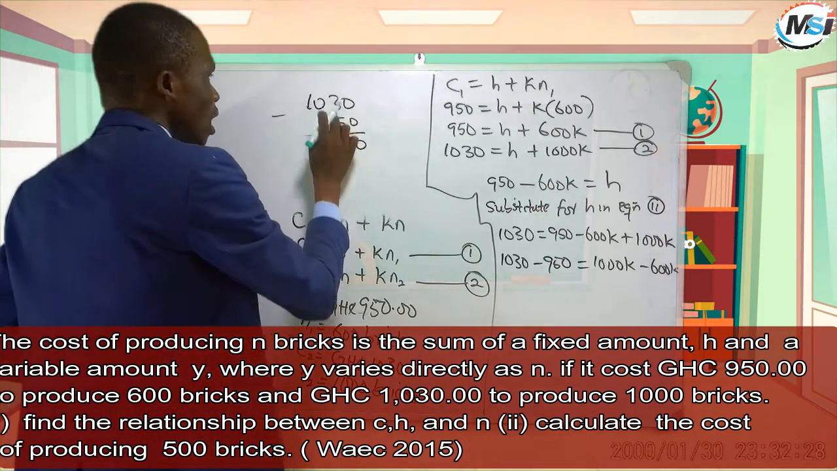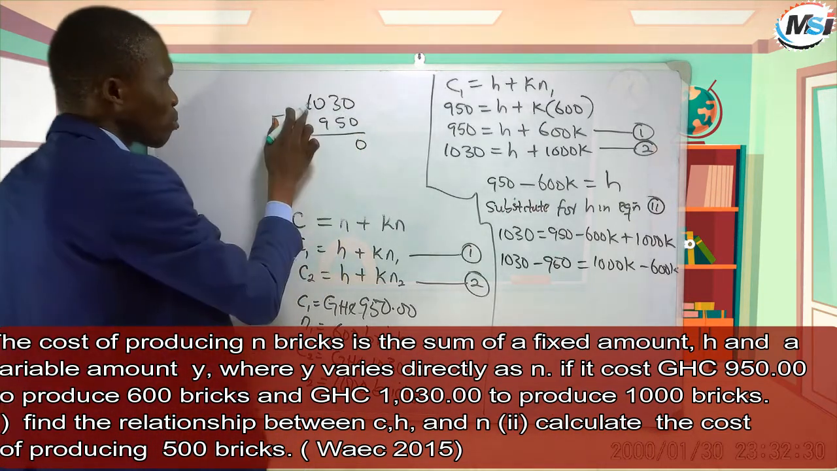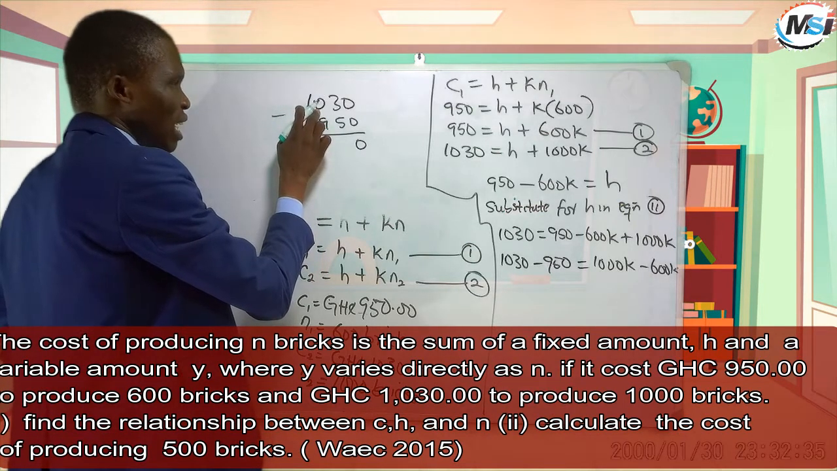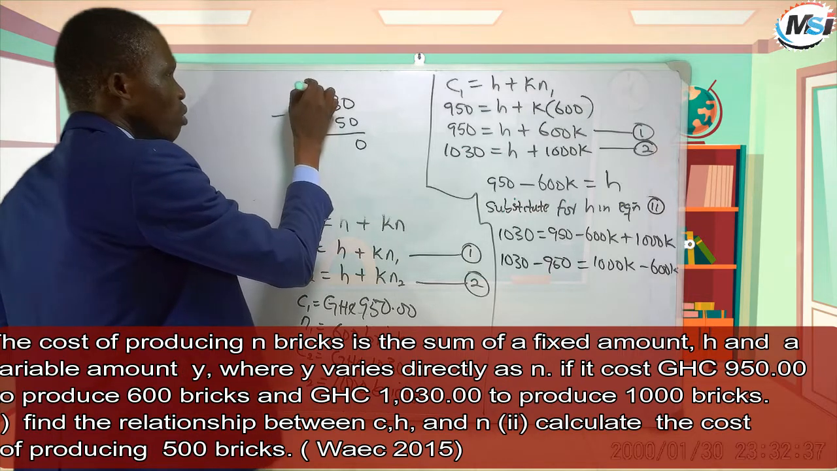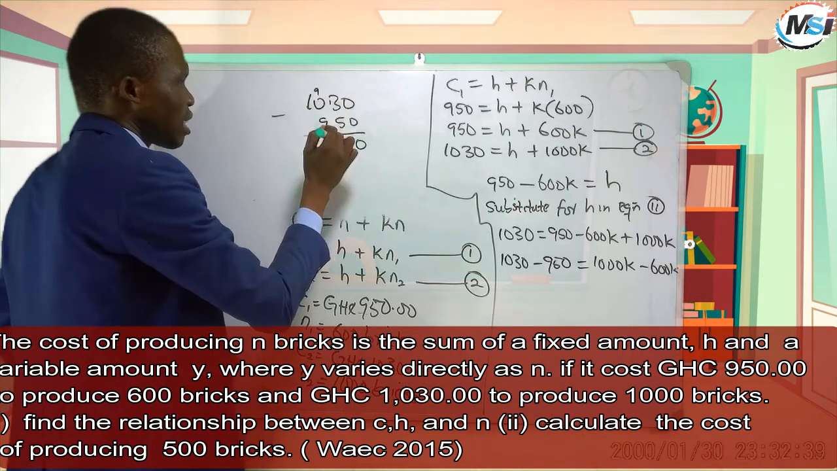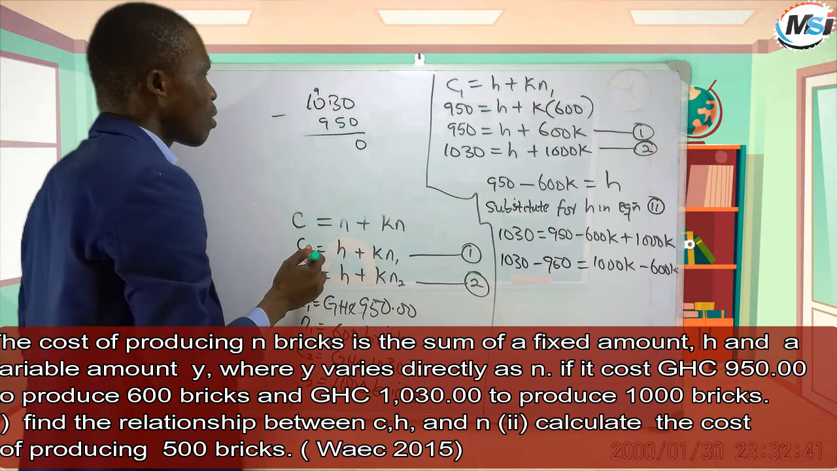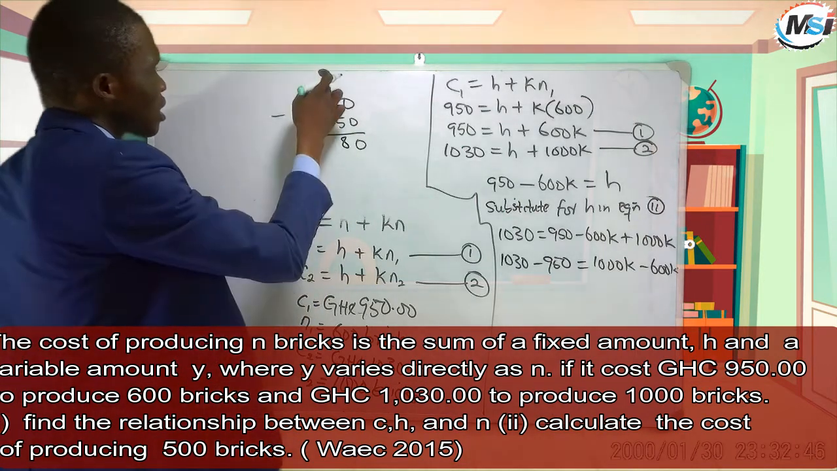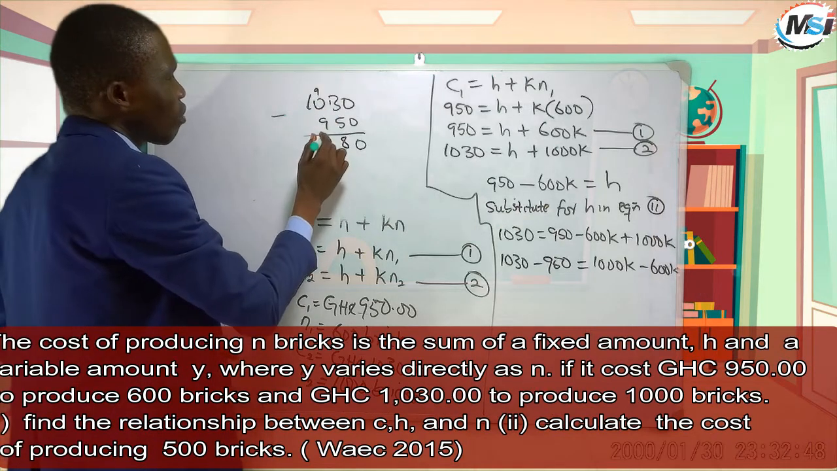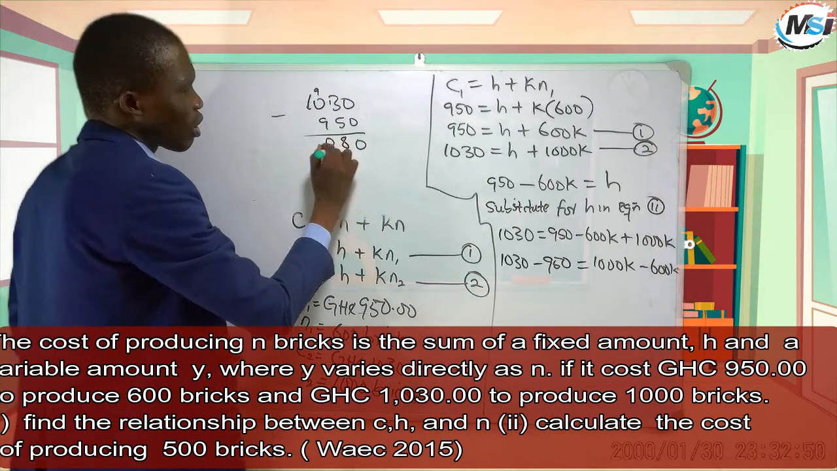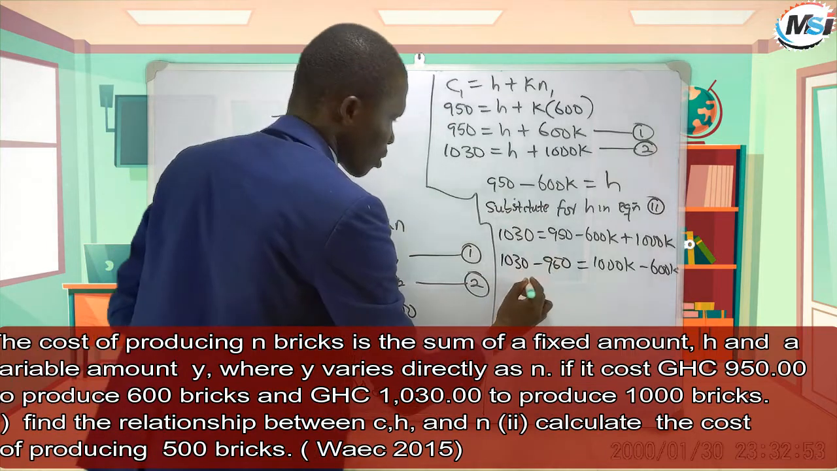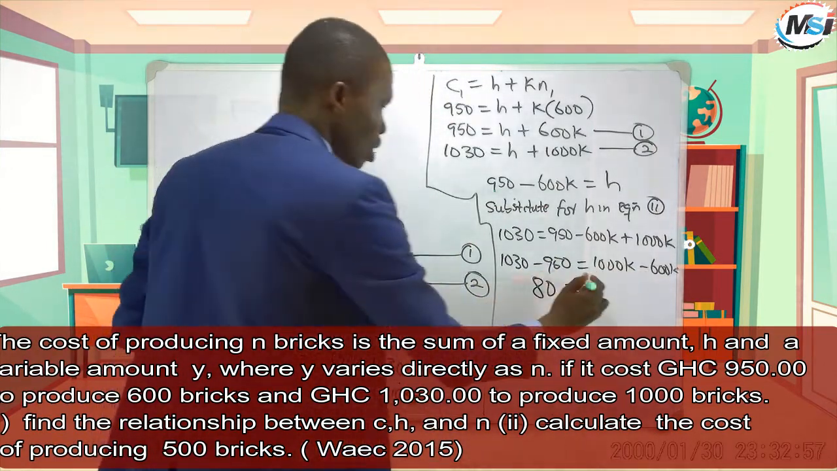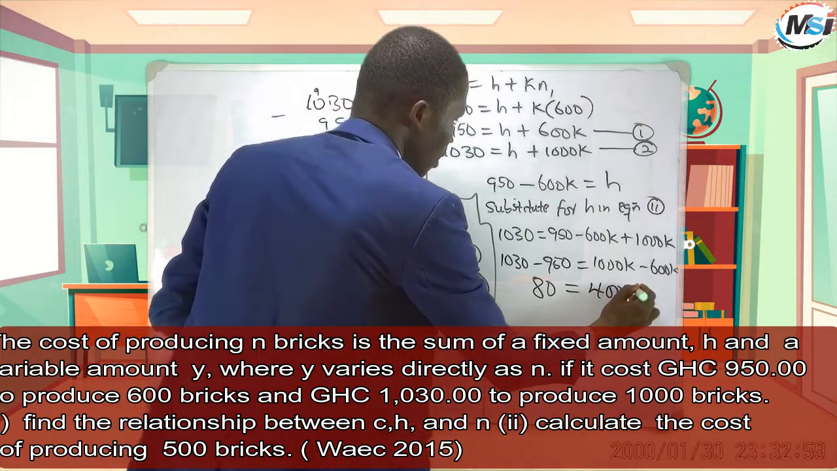0 minus 0 will give us 0. 3 minus 5 is not possible. You borrow 1 here, get it to this place, it will give you 10. Get 1 from here, this one will be 9, and this one will be 13. 13 minus 5, we are going to have 8. Now this is 9. 9 minus 9 will give us 0. So this will give us 80. We are going to have 80 equals 1000 minus 600, we are going to have 400K.